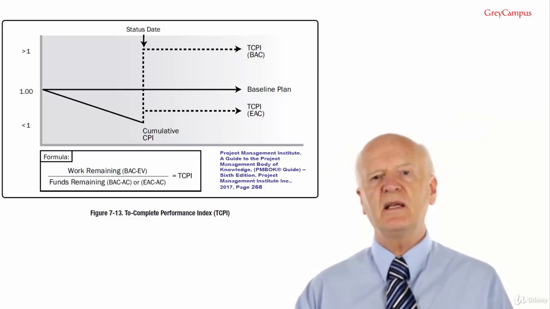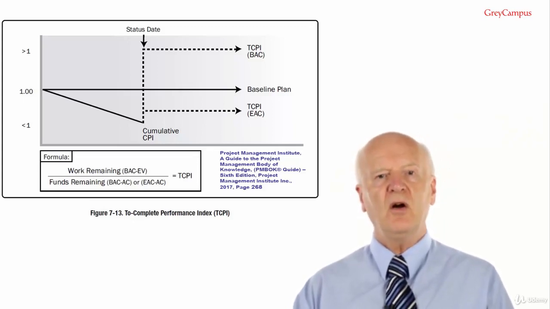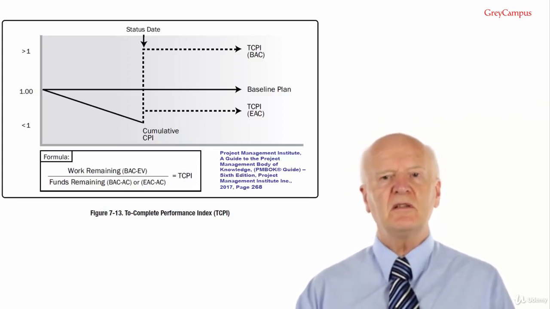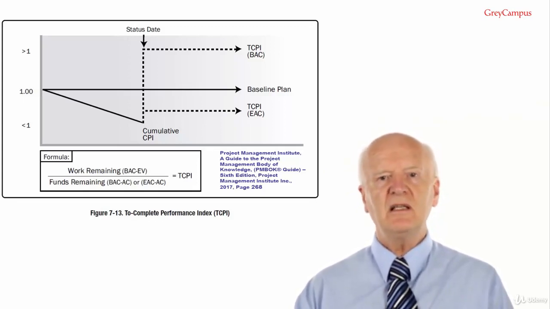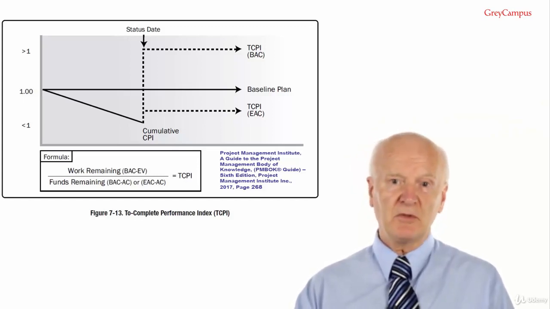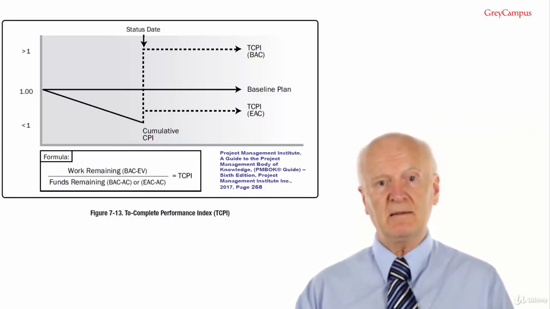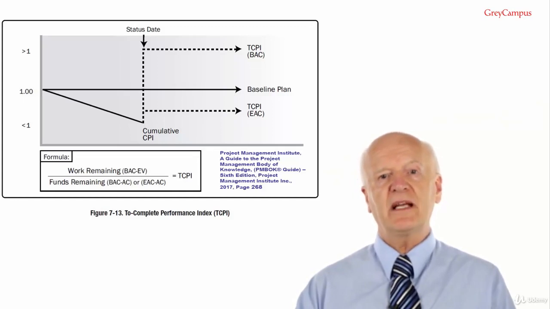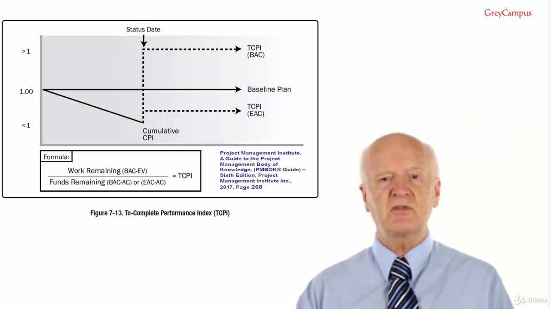The equation for TCPI based on budget at completion is budget at completion minus EV, divided by budget at completion minus AC. What does this actually mean? Budget at completion is the original project budget. EV is what has already been used from the budget to create the work. So BAC minus EV equals how much work is left to be done. BAC minus AC: how many actual dollars do we have left to do this with?